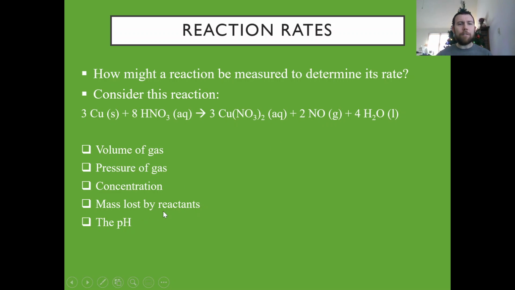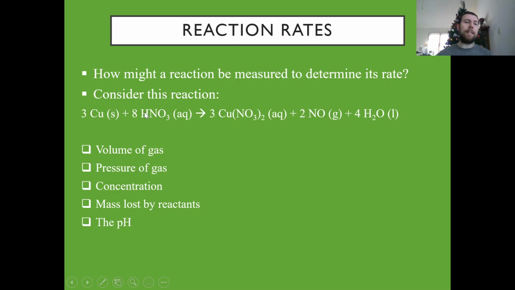If we wanted to look at it from the perspective of mass loss by the reactants, then we would think about what's going on with the mass of copper as this process is taking place. What was our initial mass when we started this process? What was the final mass of copper in the end? And then lastly, pH. As the nitric acid is being converted over to the copper 2 nitrate and nitrogen monoxide gas, we're going to have a decrease in the amount of H plus ions that are present in the solution.